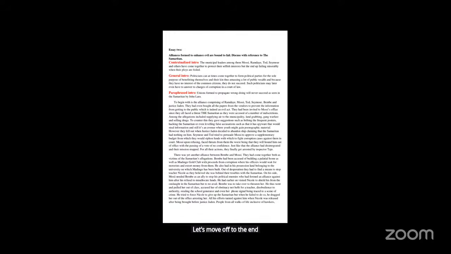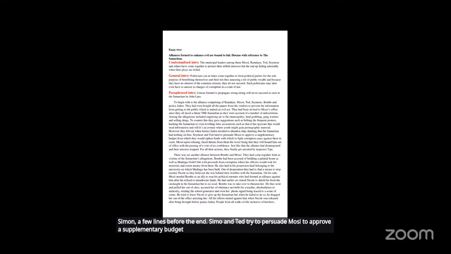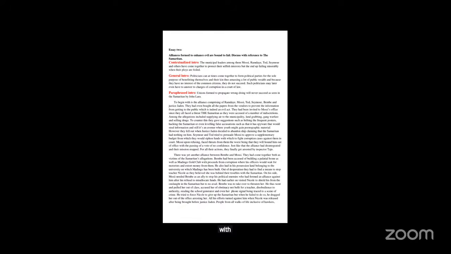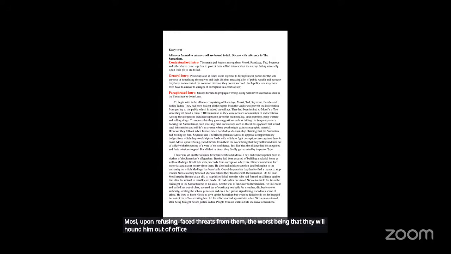What are we saying at the end of it? Simo, a few lines before the end, Simo and Ted tried to persuade Mosi to approve a supplementary budget from which they would siphon funds with which to fight corruption cases against them in court. Mosi, upon refusing, faced threats from them, the worst being that they will hound him out of office with the passing of a vote of no confidence. Just like that, this is where my point is captured.